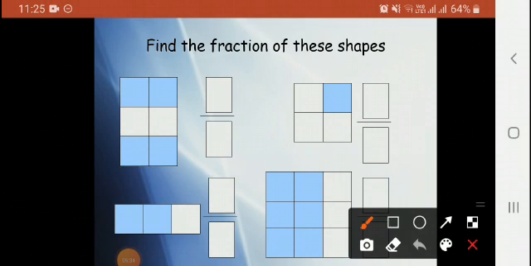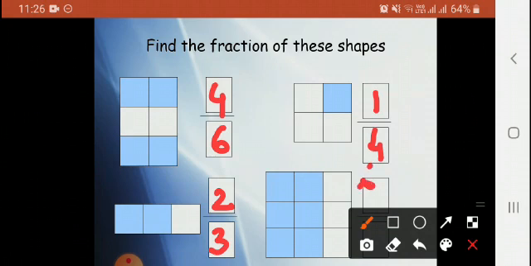So children, the first figure is divided into 6 equal parts. So 6 becomes the denominator, and out of 6, 4 parts are shaded. So the fraction becomes 4 upon 6. In the next figure, there are 4 equal parts, and out of that 1 part is shaded. So 1 becomes the numerator and 4 becomes the denominator. Coming to the third figure, there are 3 equal parts, and out of 3 equal parts 2 are shaded. In the last figure, we have 9 equal parts, and out of 9 equal parts 6 are shaded. So the fraction becomes 6 upon 9.